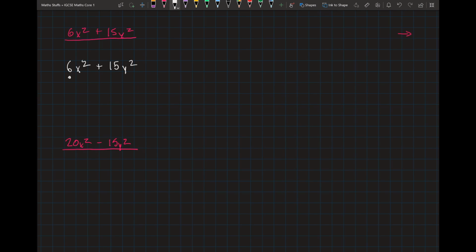I'm going to look at the coefficients here, these two. So what's a common number that I can pull out of these two? 2 doesn't really work because 15 is not nicely divisible by 2. However, 3 looks pretty good, right? 2 times 3 is 6. 3 times 5 is 15. So let's just divide this whole thing by 3 and see what happens. And remember, because we're dividing by 3 here, that means we're multiplying by 3 on the outside.